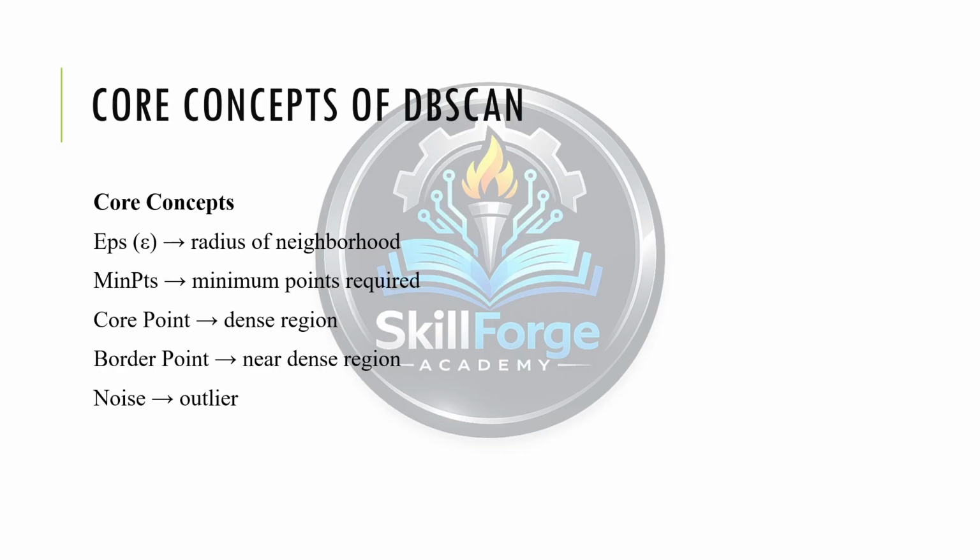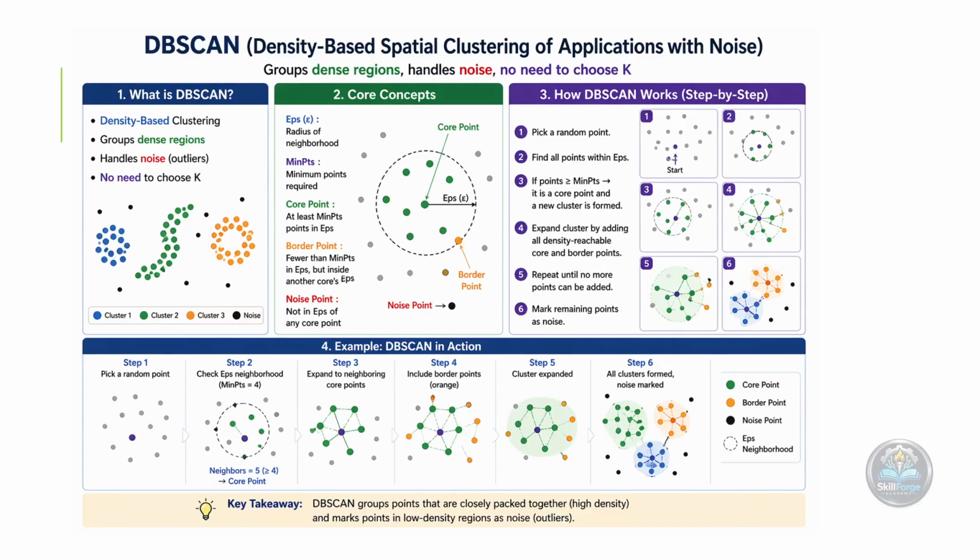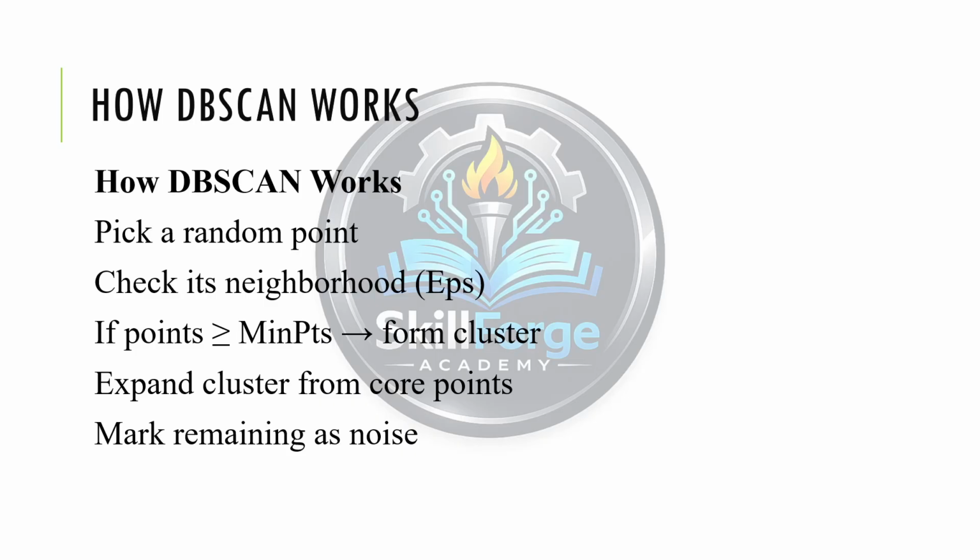So what is the actual concept of DBSCAN? Now we should know that. First, epsilon is the radius that defines the neighborhood around a point. Then we have the minimum points required, that is MinPts, to form a dense region. A core point has enough points within its neighborhood. A border point is close to a dense region but does not have enough points itself. And noise points are outliers that do not belong to any cluster. Here we will see these things in detail after some time. First, let us go through the theory part.